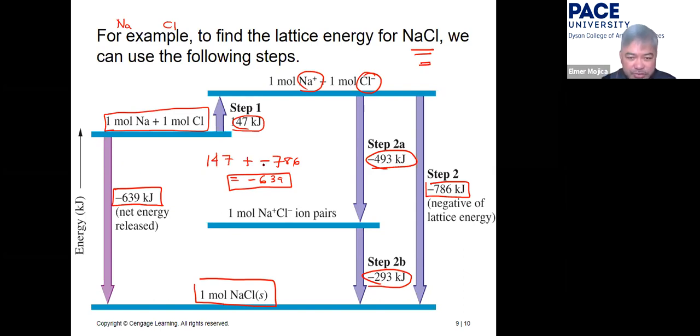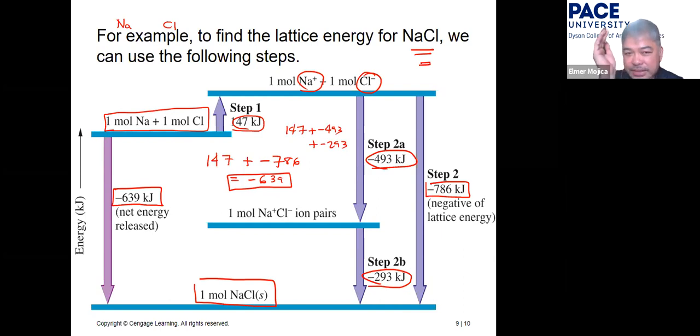Or we can also do it instead of 786 here. So we have 147 plus negative 493 plus negative 293, and it should give you 639. So this is the process that most ionic compounds usually go through.